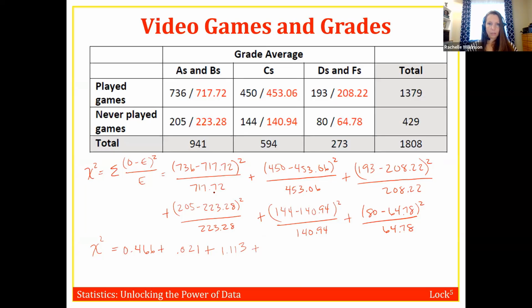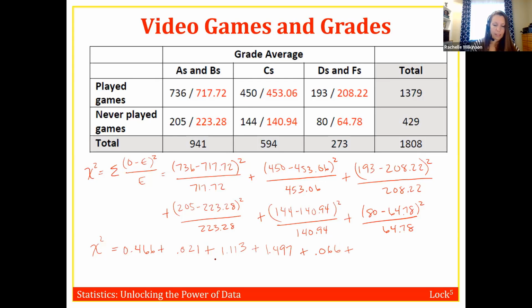All right, the next one now, I'm down on this second row here. So I'm going to have 205 minus 223.28. Square that and divide by 223.28. And I get 1.497. Next one, 144 minus 140.94. Square that and divide by 140.94. And I get 0.066. And if I do something wrong and we get a different answer, then feel free to let me know that too.